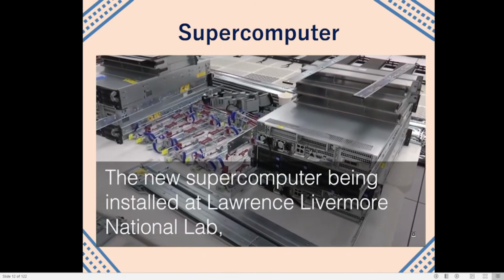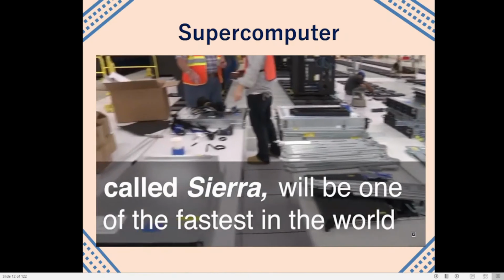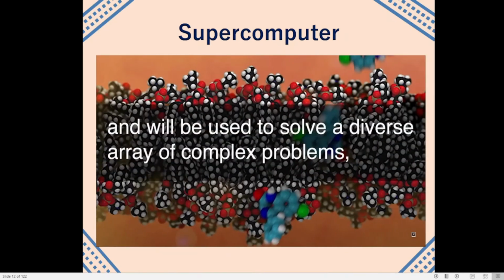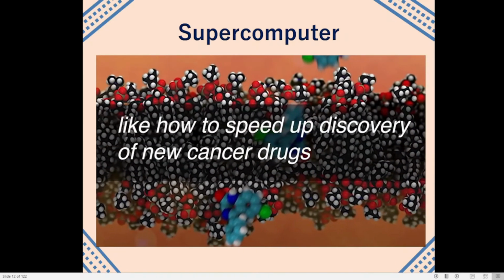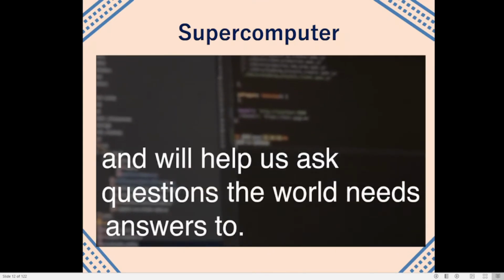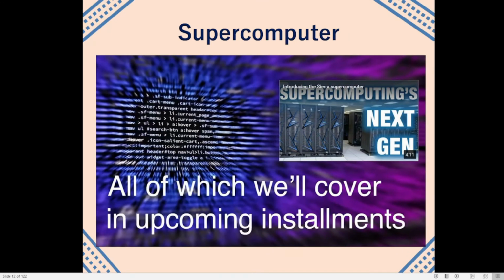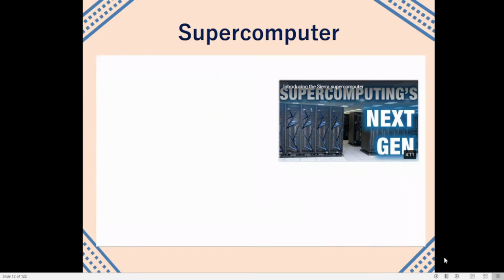The new supercomputer being installed at Lawrence Livermore National Lab, called Sierra, will be one of the fastest in the world, and will be used to solve a diverse array of complex problems, like how to speed up discovery of new cancer drugs, and will help us ask questions the world needs answers to, all of which we'll cover in upcoming installments of this Supercomputing series.